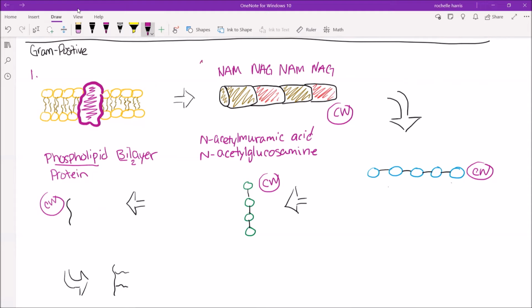2, we have our structure. It consists of NAM, NAG, NAM, NAG. The NAM is N-acetylmuramic acid, and the NAG is N-acetylglucosamine.